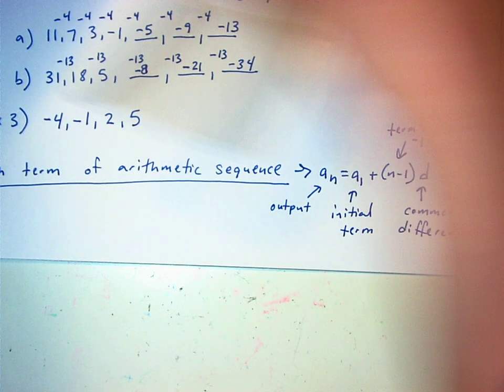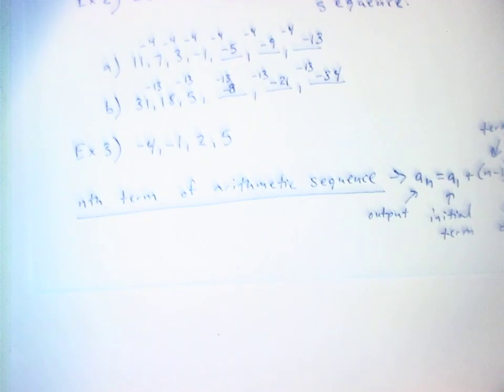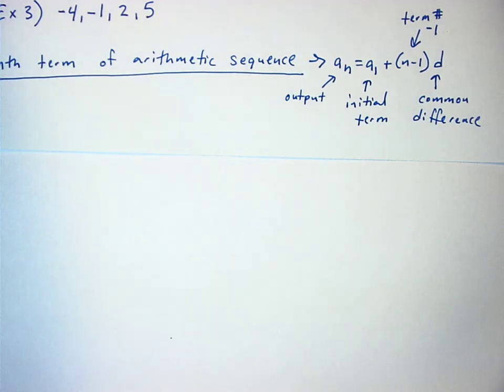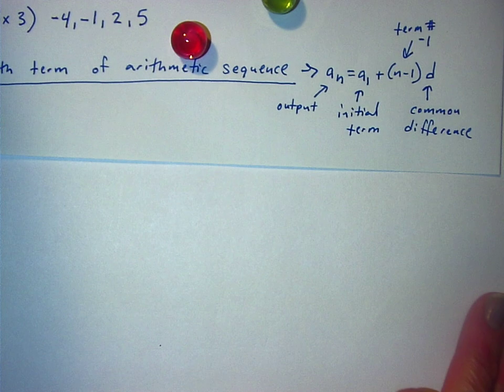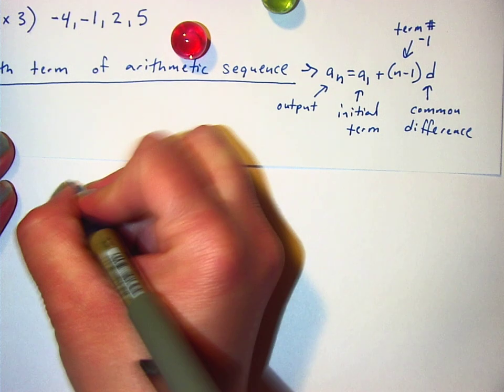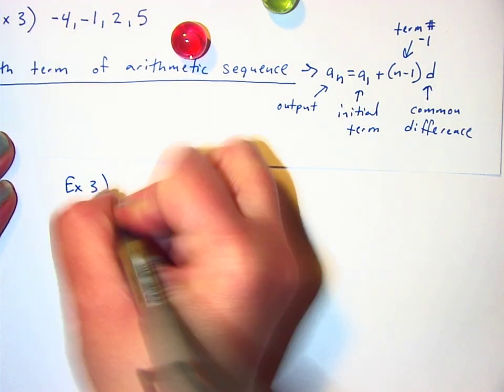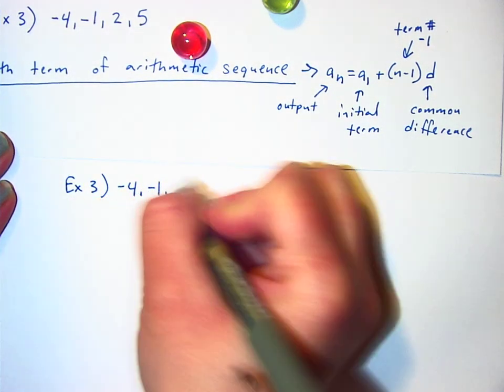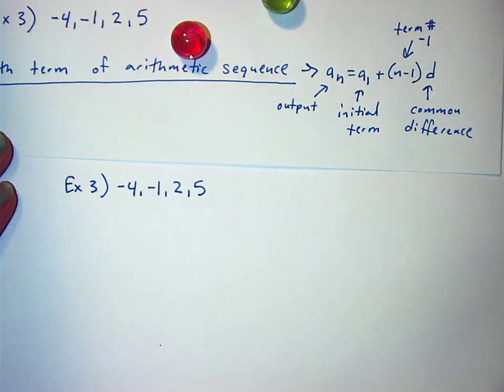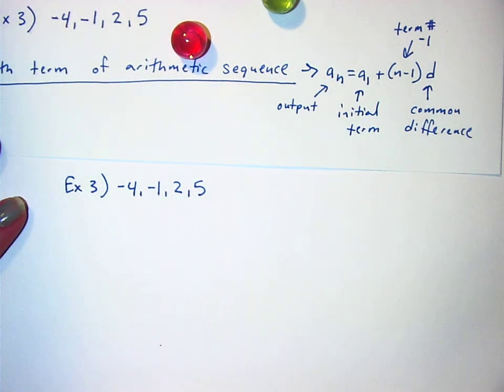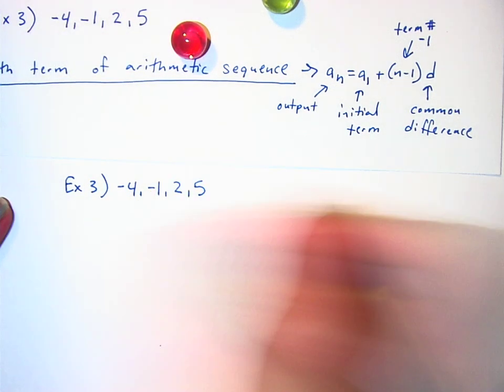Okay, so let me keep this formula up here at the top of the screen so we can all see it. And then I'm going to write some examples underneath. So let's go back to that example 3. It was -4, -1, 2, and 5. Now, it's pretty easy to find the 5th term because you realize, okay, I'm just adding 3 every time, just keep adding 3. But what if I said I want the 105th term? Well, that's when you would use this formula.